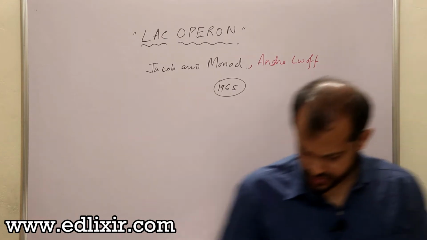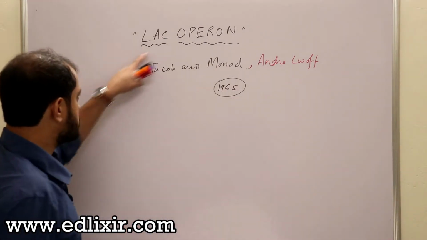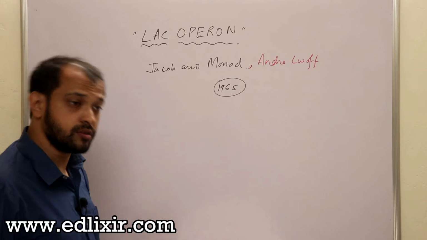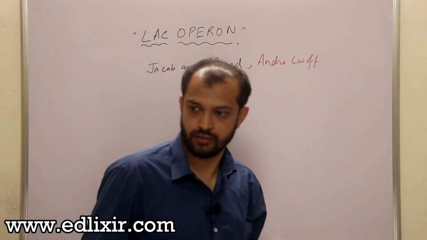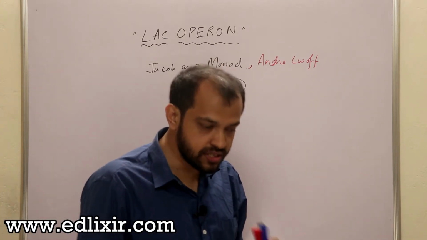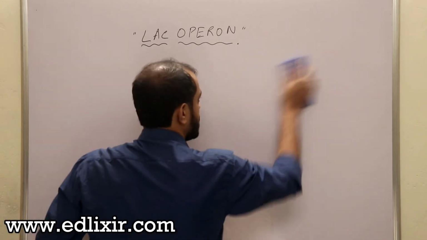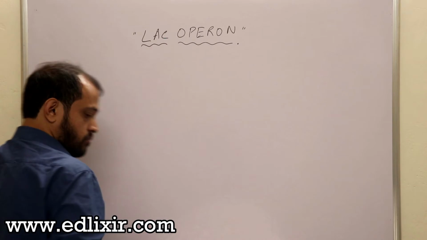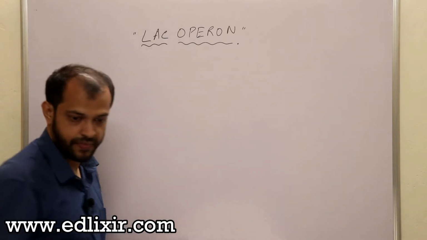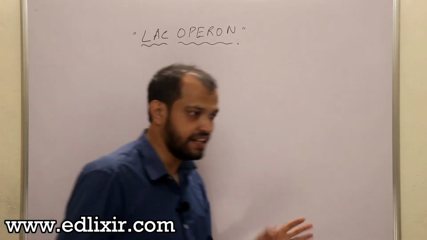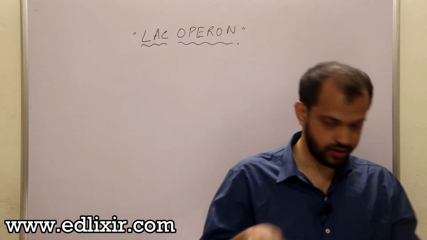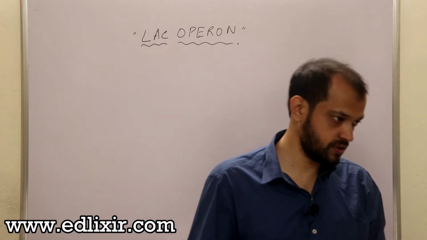Clear? Now, they actually didn't just discover the Lac Operon, they also discovered the mutants. And they discovered how this thing actually works. Clear? Now, we will talk about the Jacob and Monod model of Lac Operon, which is really, really important.